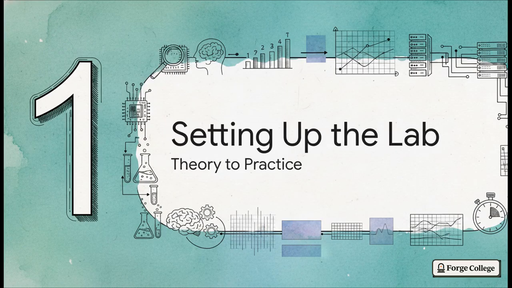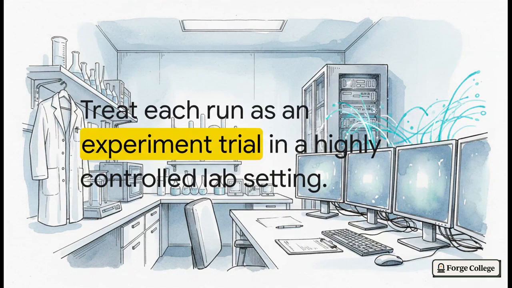Part 1. Setting up the lab and moving from theory to practice. Okay, I want you to imagine literally putting on a white lab coat right now, because the golden rule here is to treat every single measurement run as an experiment trial in a highly controlled lab setting. We are totally stepping out of the theoretical phase. No more guessing, no more estimating. We are now acting as systematic engineers writing an actual baseline script. And look, a lab isn't a chaotic, messy room, right? It's pristine. Your measurement environment needs to be exactly the same way.